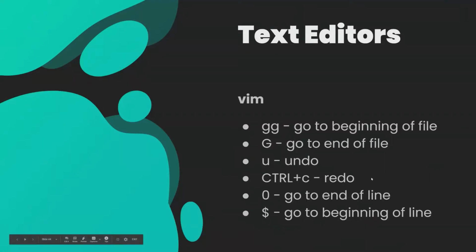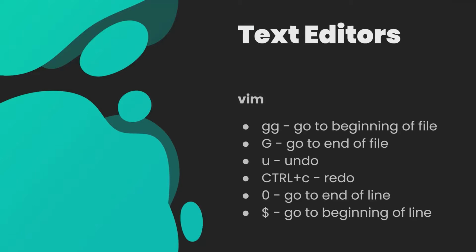And here's some other stuff you can do. You can type GG to go to the beginning of the file. You can type G to go to the end of the file. You can type U to undo. You can do Control-C to redo. And you can type 0 to go to the end of a particular line, or you can do $ to go to the beginning of a line.